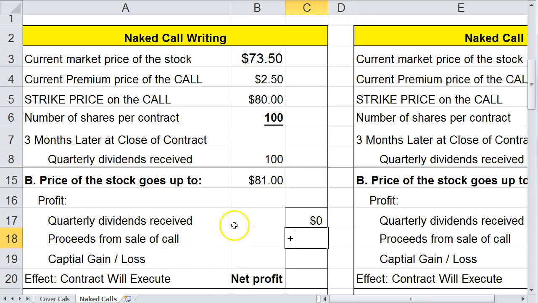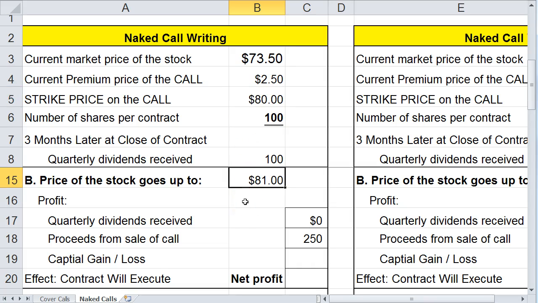The proceeds from the call, again, is the premium price times the amount of outstanding shares. And the capital gain or loss, now, it's a naked call. So if it goes up to $81, it means it's going to execute. I'm going to have to sell to them at $80 a share. Which means I'm going to have to buy it, since I don't own the stock, at the current rate to sell to them for 80.